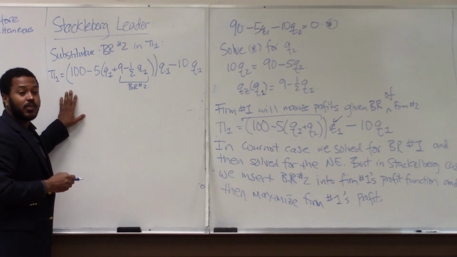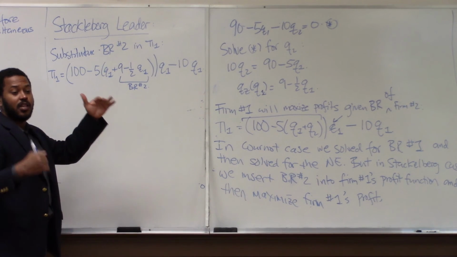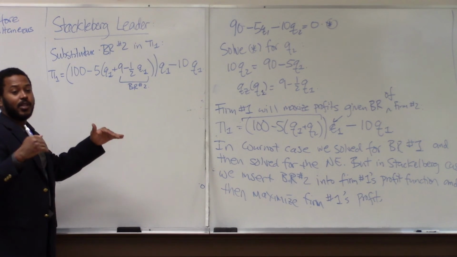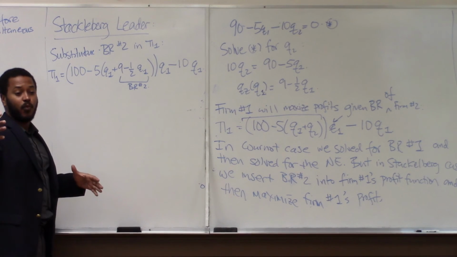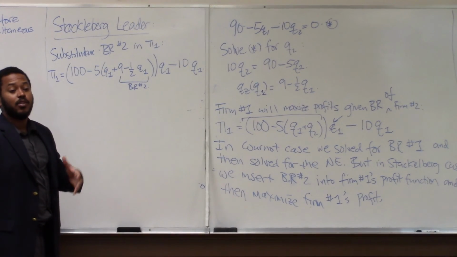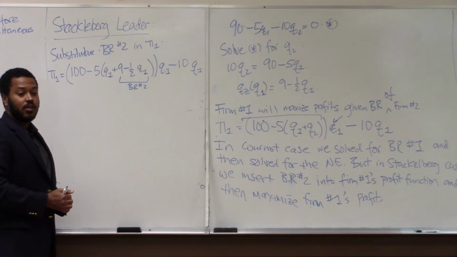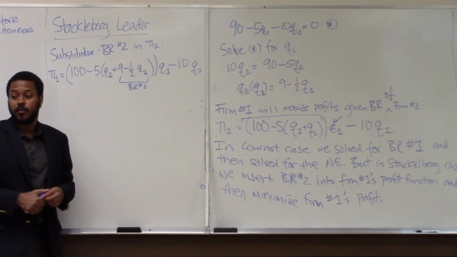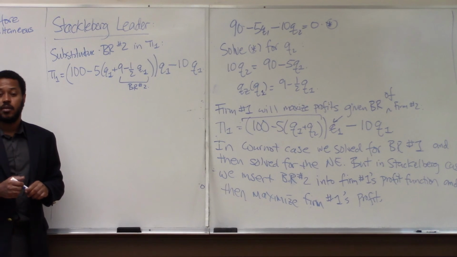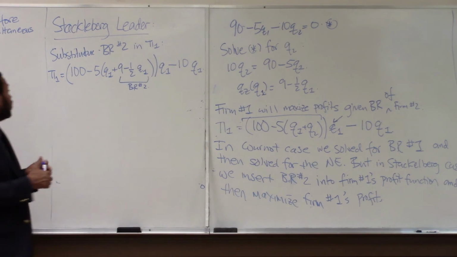So in the Cournot case, we solve for the 2 best response functions, and then we solve for the equilibrium. Here we solve for the best response function of the firm that moves last, and then we put that into the profit function for the first firm, and then we optimize over that. Any questions? Okay, good. So now let's do this.